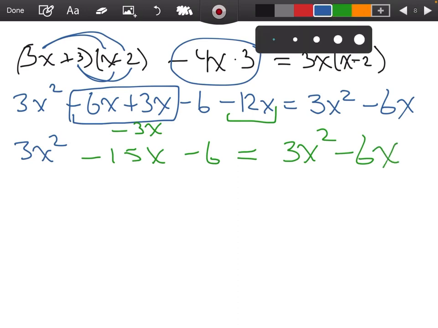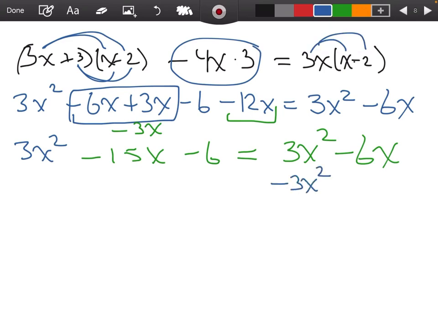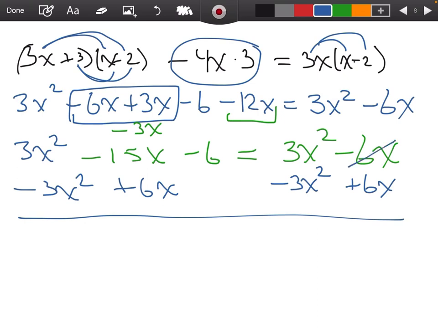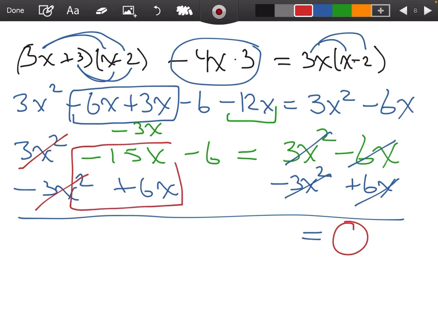Okay. Y'all, I'm going to go ahead and get rid of this 3x squared by subtracting it on both sides. Okay. And I'm also going to add 6x to both sides. Okay. So this will cancel with that, and this will cancel with that. So over here, we got a 0, right? Let me make sure everybody thinks it's a 0, not a 6. 0, okay. This 3x squared and that 3x squared cancel. Right here, y'all, minus 15 and plus 6 should leave me with a minus 9x minus 6, okay?